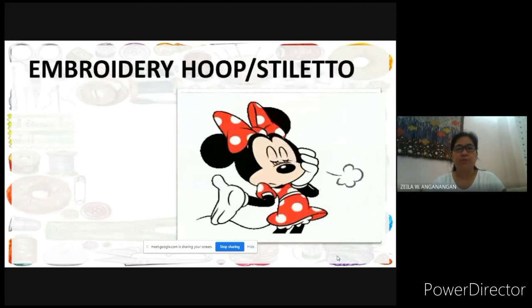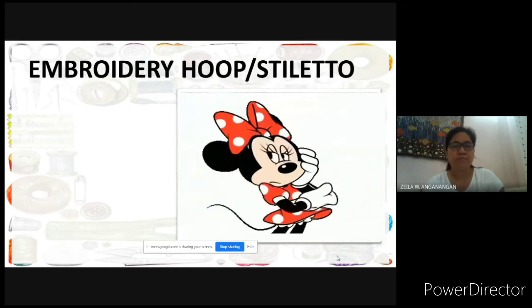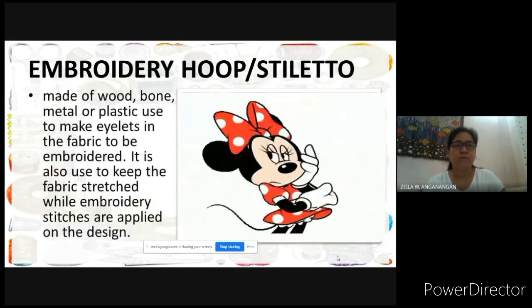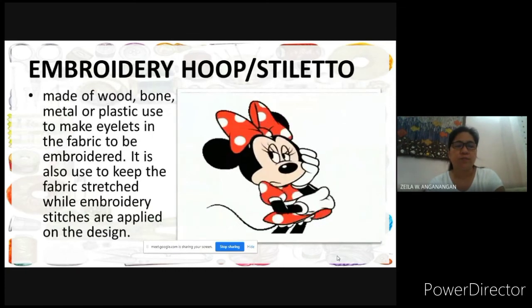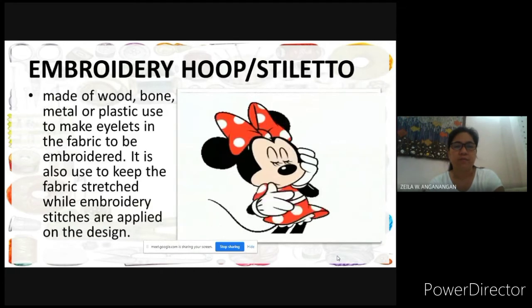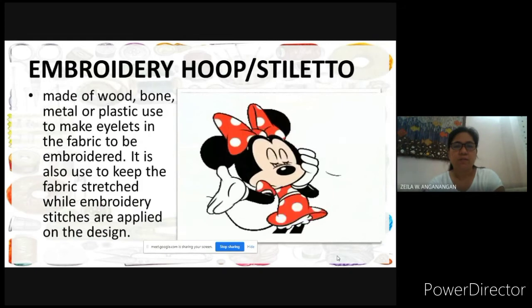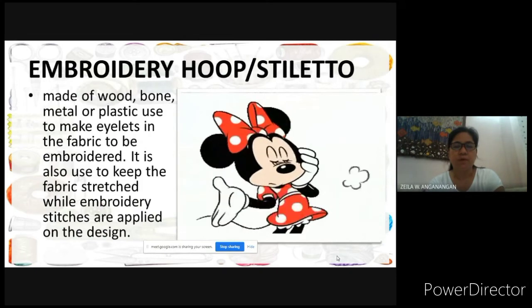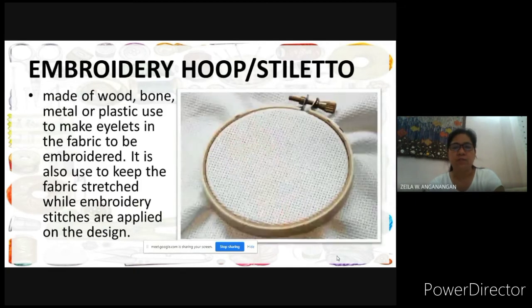The embroidery hook or stiletto. It is made of wood, bone, metal, and plastic, and used to make eyelets in the fabric to be embroidered. It is also used to keep the fabric straight while embroidery stitches are applied on the design. Minnie Mouse, can you share us a picture? Of course, here it is. The embroidery hook.